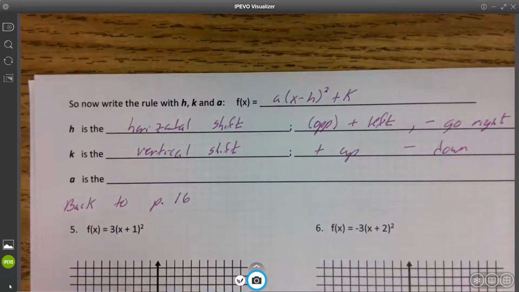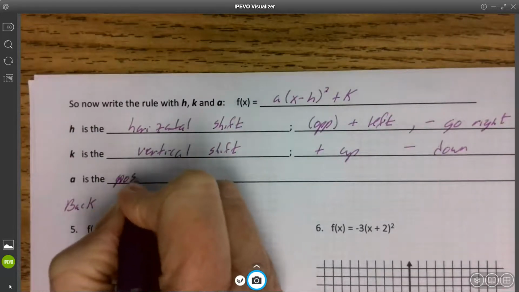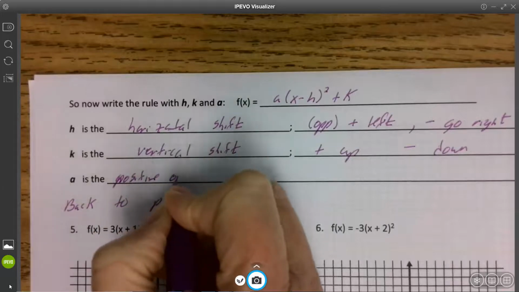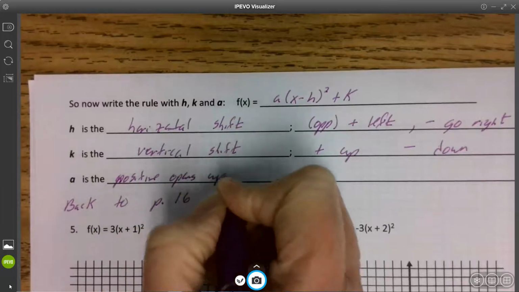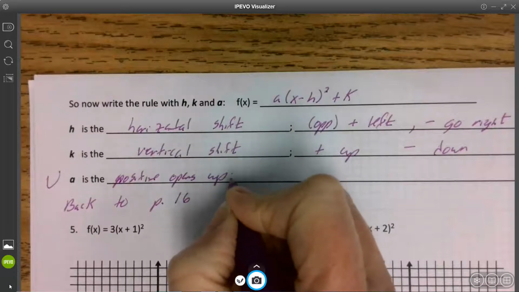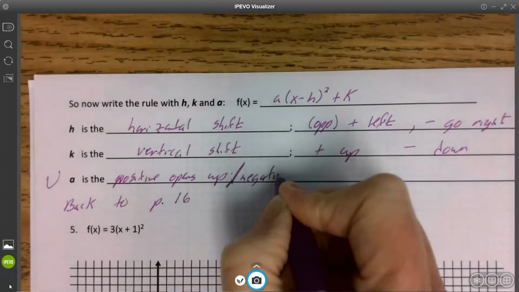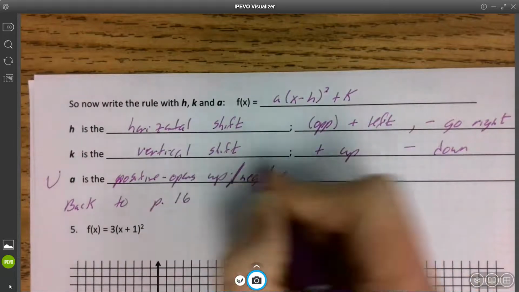A determines how it opens. So if A is positive, it opens up. Remember we talked about the smile. It opens up. And if it's negative, it opens down.